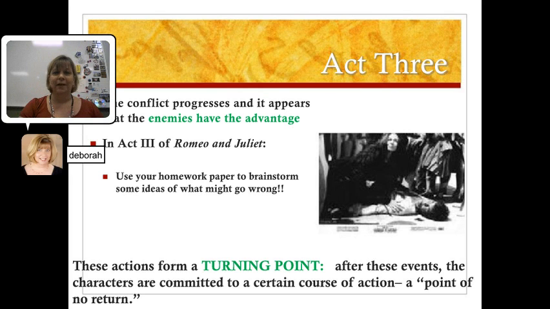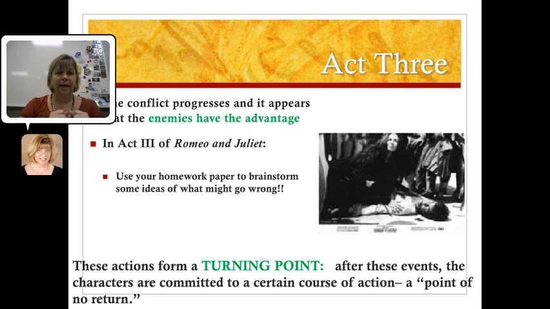And Act 3 is where a lot of things get very exciting very quickly. In any Shakespearean drama, Act 3 is known as the turning point or the climax. This is where the events take place that the characters are now committed to a certain course of action, what you might call a point of no return. The decisions they make and the actions that they take now are something that they're going to have to deal with the consequences for the remainder of the play.